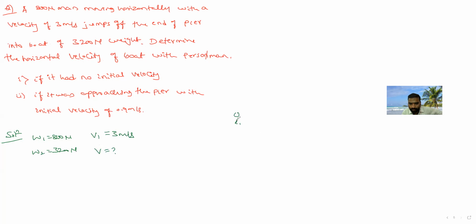There is a person. Okay, he is moving. His weight is there, his velocity is there. Okay, there is a boat. The boat is also moving, the weight is there, and the velocity is not given. He jumps off into the boat. So now he will come and rest in the boat. Now the final weight is W1 plus W2. What is the velocity? V.